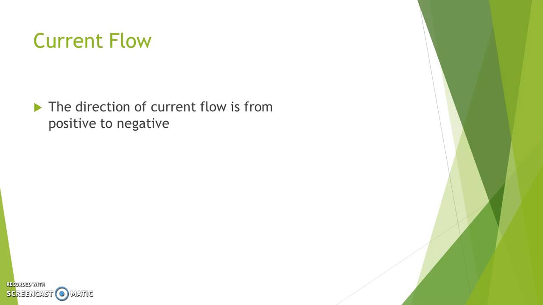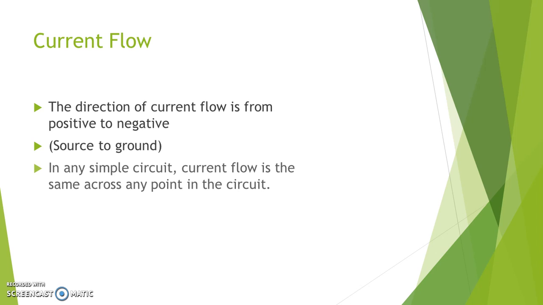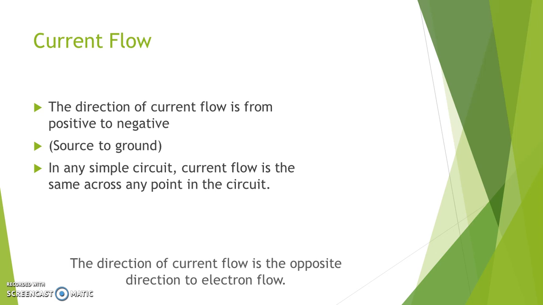Current flow. We've already talked about the direction of current flow. It's from positive to negative, or from source to ground, if we want to say it that way, from hot to ground. In any simple circuit, the current flow is the same across any point. So when I say simple circuit, I mean any series circuit. The current's the same anywhere in the circuit if you measure it. And we won't talk too much about this because it's not that significant for our purposes from a practical point of view, but the direction of current flow, of course, is the opposite of the direction of electron flow.